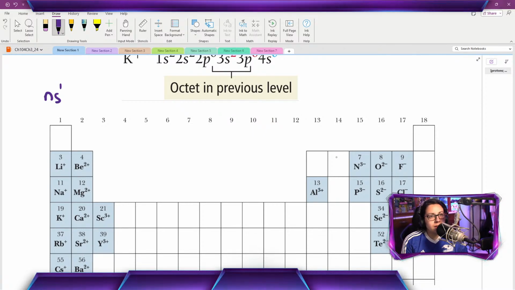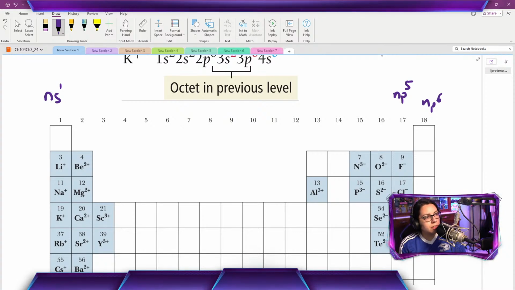So if we look at our halogens, well, they are np5, all of these, so they're just one away from np6, having a fulfilled octet. So they're all going to make -1 ions, anions. So I see that with chlorine, of course, but fluorine does the same thing, bromine and iodine.